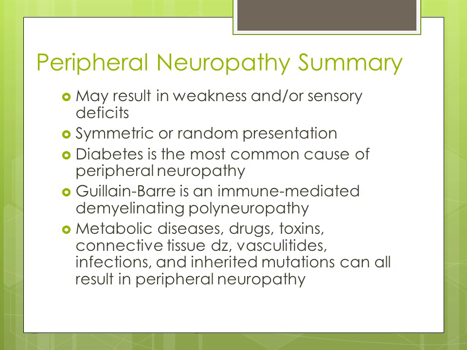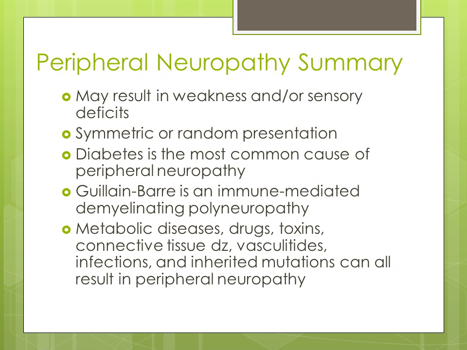drugs, toxins, different connective tissue diseases like lupus, vasculitides, which is a term that refers to any of the vasculitis conditions, and Wegener's granulomatosis that we talked about back in pulmonary, has a vasculitis aspect to it, and that can result in peripheral neuropathies.